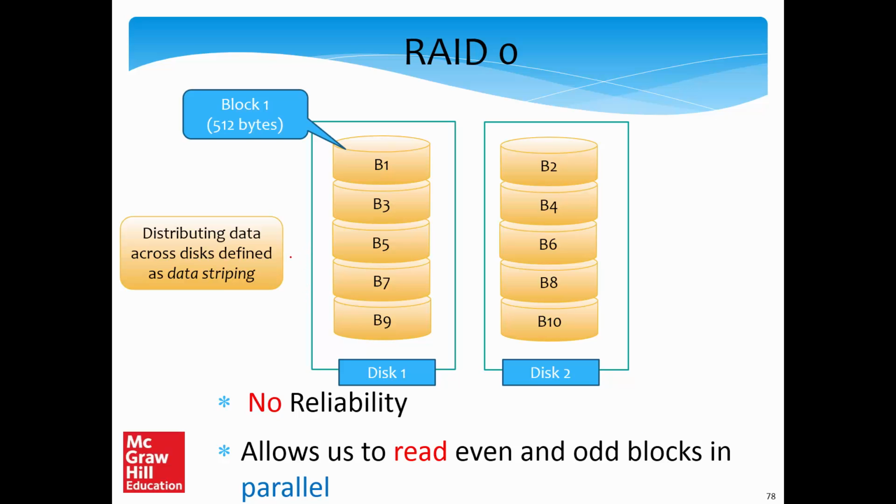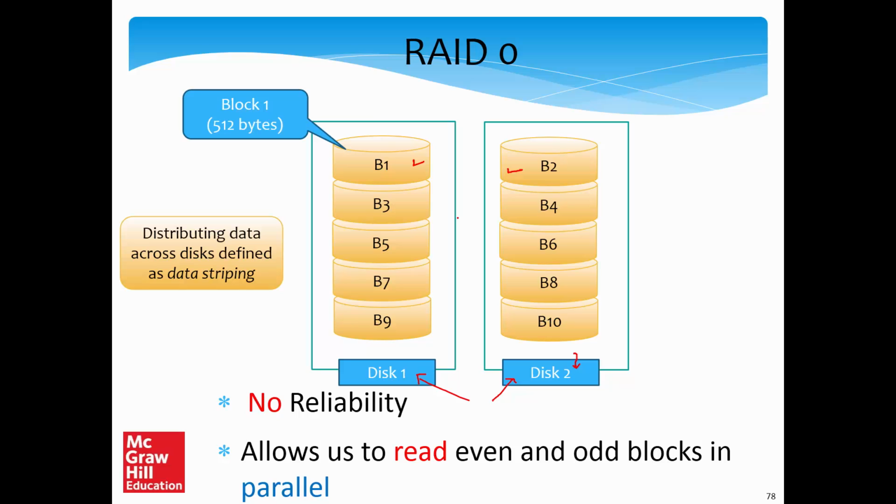So let us consider the simplest RAID configuration, which is RAID 0. In this case, we consider two disks, disk 1 and disk 2, and let us consider each block to be 512 bytes. So we keep block B1 in disk 1, block B2 in disk 2. Essentially all the odd numbered blocks we keep on disk 1, and all the even numbered blocks we keep on disk 2. Distributing data in this manner across disks is called data striping.